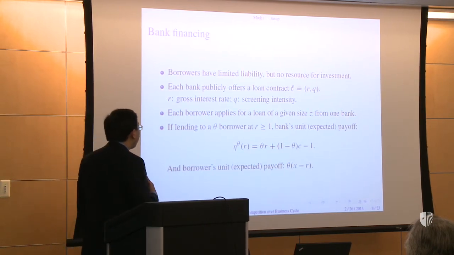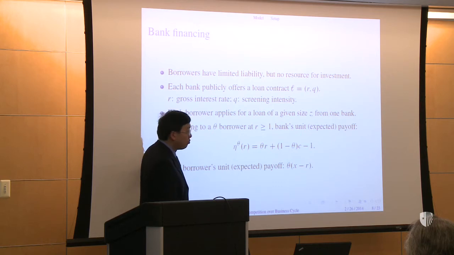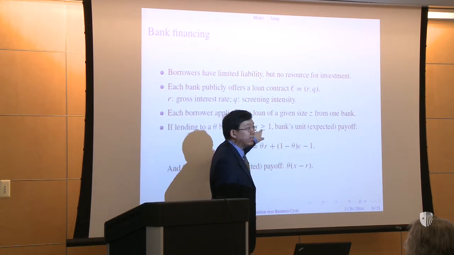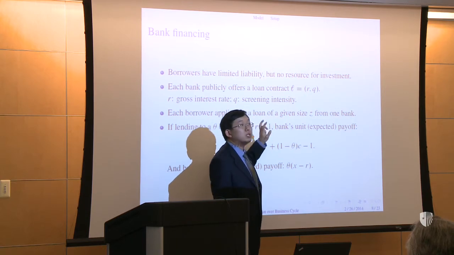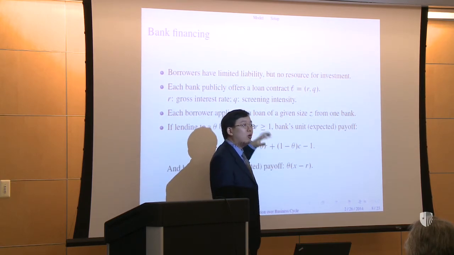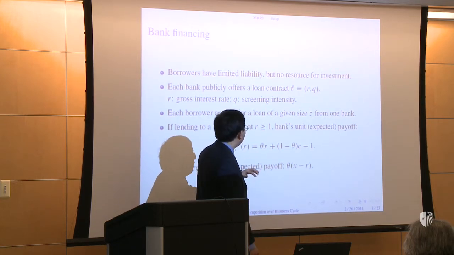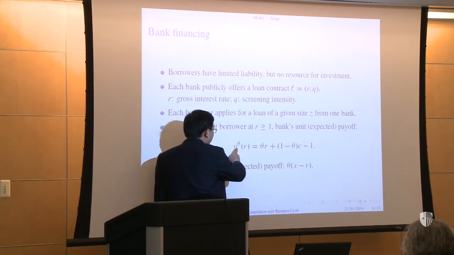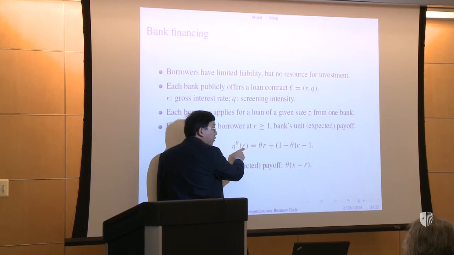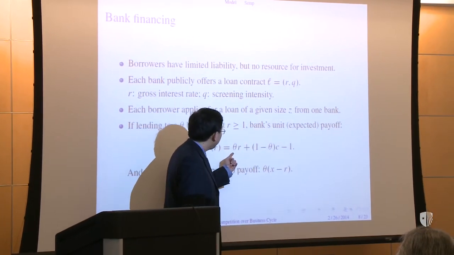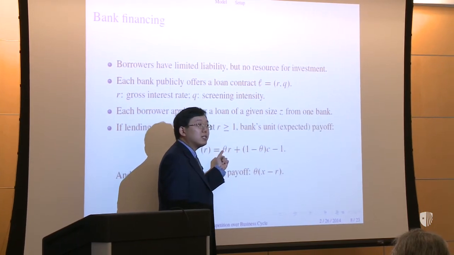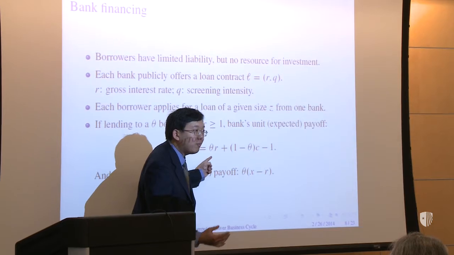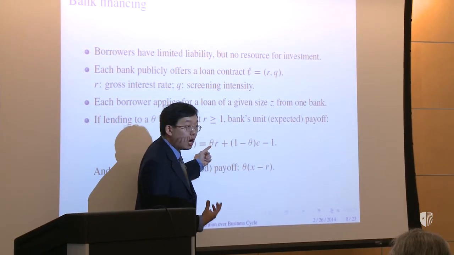Now suppose that a bank has approved a loan of size Z to a theta borrower at some interest rate R that is greater than or equal to 1. Remember, 1 is the risk-free rate, so the gross interest rate on the loan can never be lower than 1. Now the bank's unit expected payoff can be calculated as follows. Eta theta means the unit payoff of a loan of interest rate R to a borrower theta. It's just theta times R: when the project succeeds, the borrower has enough resources to repay the loan in full, R.